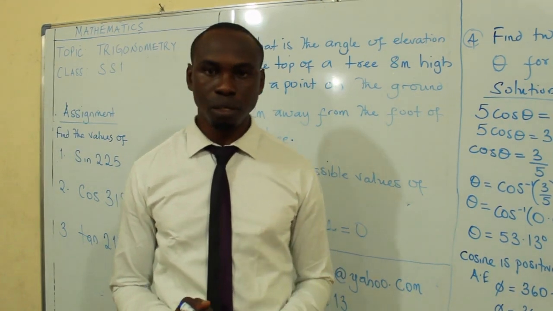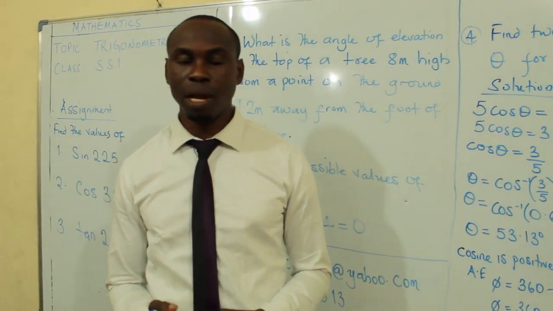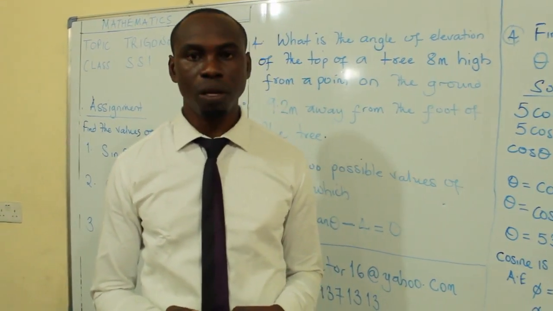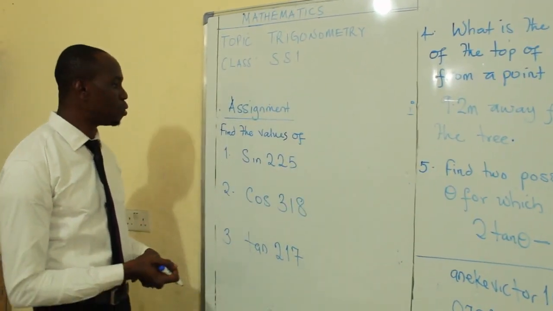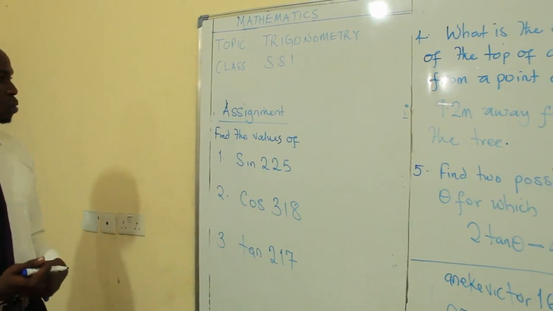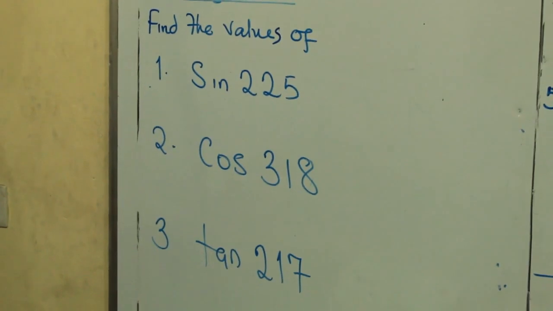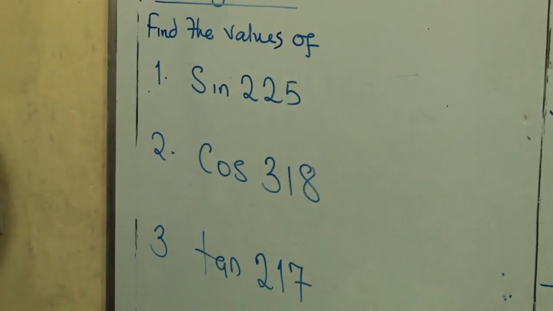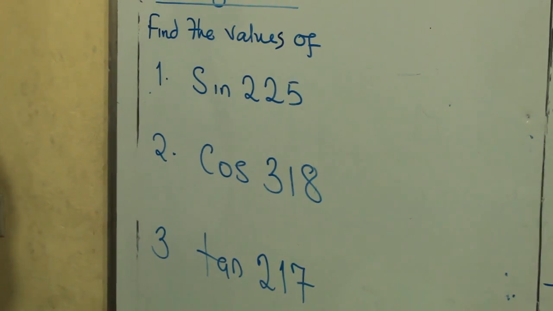I hope you've learned something today, and I believe that when given questions very similar to the ones we've done today, you will be able to solve them. The assignments I've written here on the board are: 1, find the value of sine 225. Use the method I used in my example, you'll be able to get that. 2 is cos 318. The third one is tan 217 degrees.